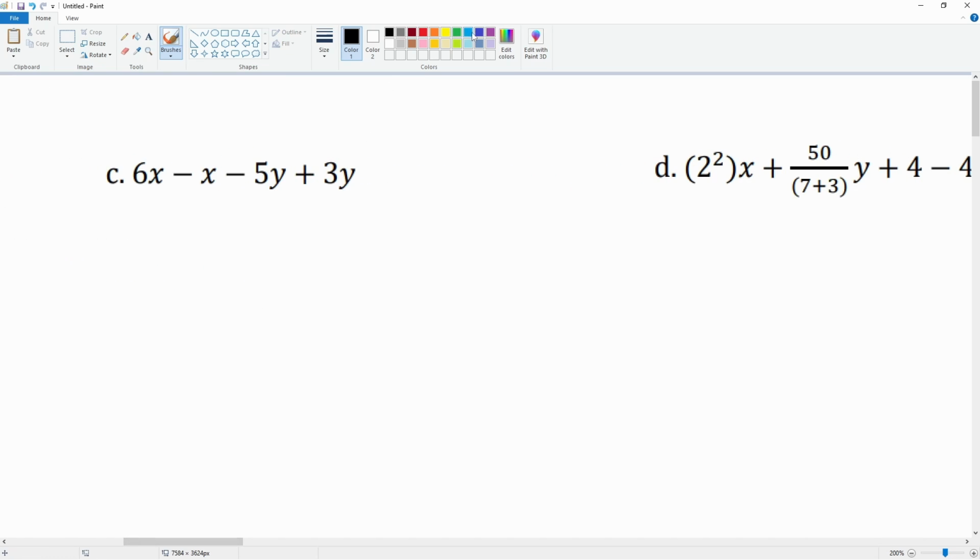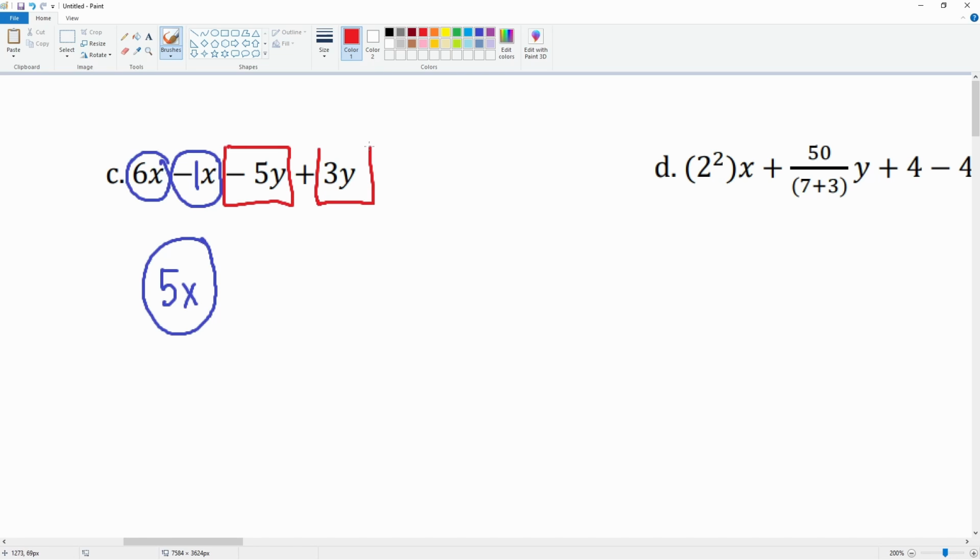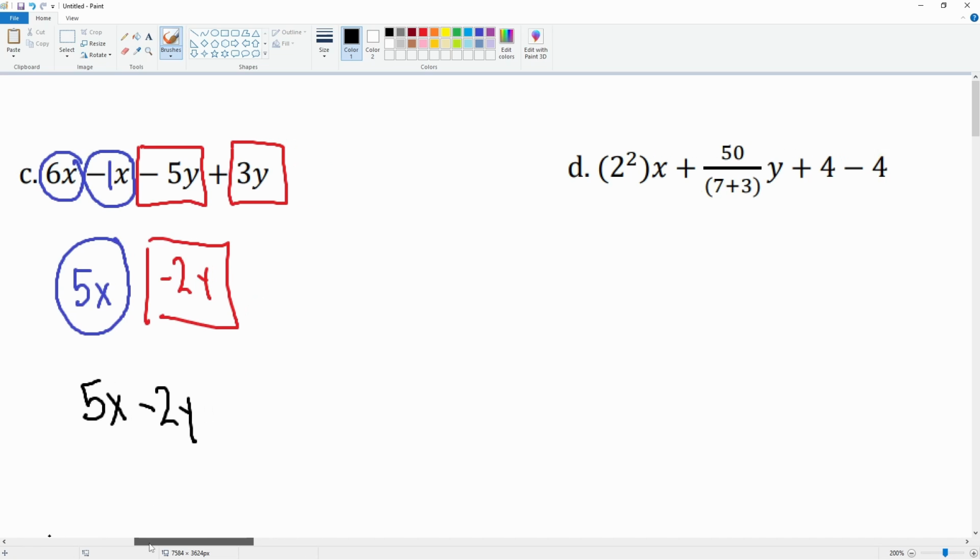Let's take a look for C. We have the x terms, which is going to be in the blue circle. Please understand this is a minus 1x. So we have a 6x and a negative 1x. That gets us 5x. Then we have the square red, which is a negative 5y and a plus 3y. That together gets us negative 2y. So writing this as the expression is just 5x minus 2y. You no longer combine like terms because they're different variables.